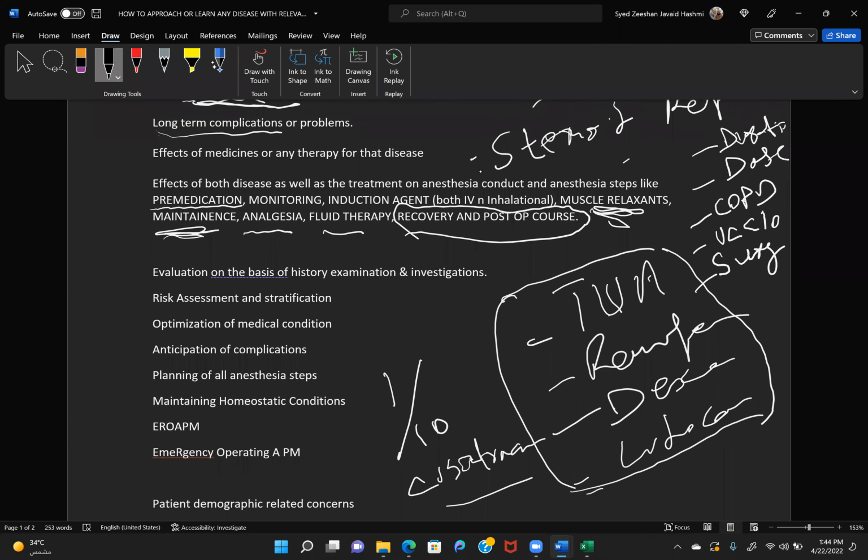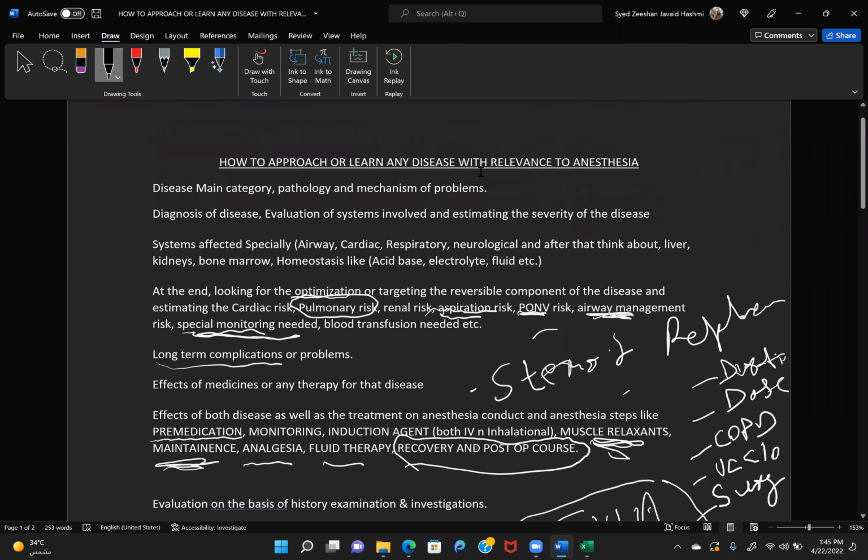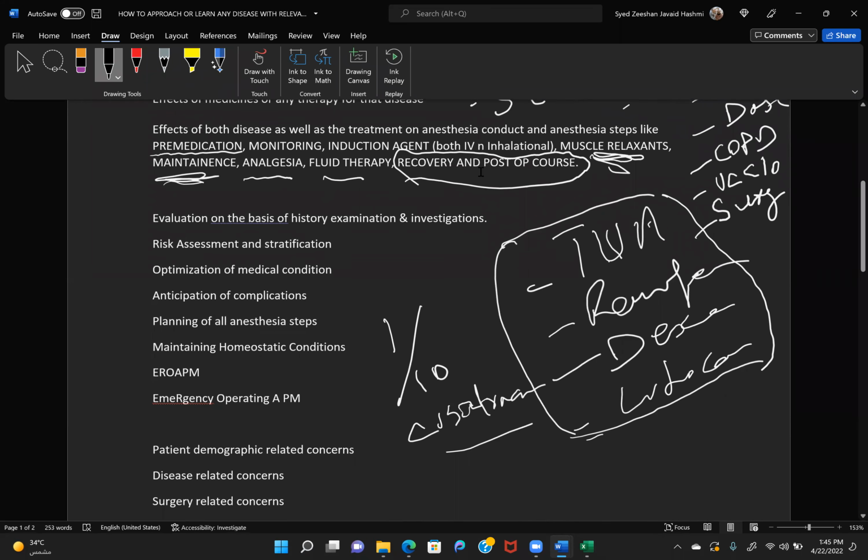So these are the things. If you make a format and prepare the disease in that format, believe me, you will not miss anything. I am repeating this again and again. The same thing which we have done: evaluation on the basis of history, examination and investigations, risk assessment and stratification, and optimization. For example, if this patient has any chest infection because of aspiration, you will treat it. If the symptoms can be improved by giving some steroids, you will do it. Optimization depends on the surgical urgency. If surgical urgency is there, you have to proceed and do the risk stratification, and you can only reduce the risk factors.